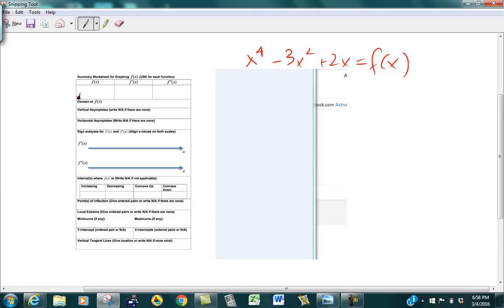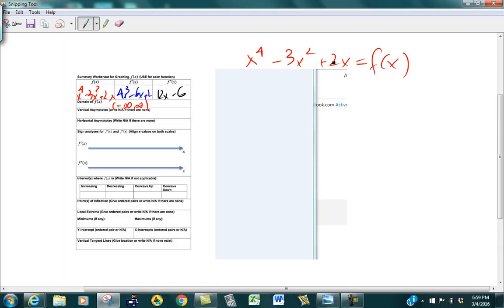So this one is x to the fourth minus 3x squared plus 2x. The derivative is 4x cubed minus 6x plus 2. And the second derivative is 12x minus 6. And so the domain is all real numbers because this is a polynomial. So the domain is minus infinity to infinity.